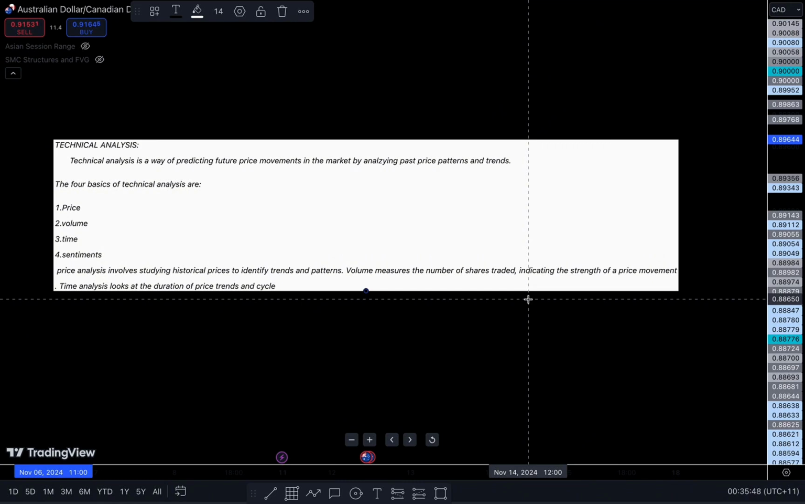Then we have sentiment. Sentiment is where the market is at that point. Is it uptrending? Is it bullish? Is it bearish? All these things I've listed above play a key role as a technical analyst. So you have to understand all of these things on the screen. But many traders don't necessarily use the volume indicator, but they still do a great job.